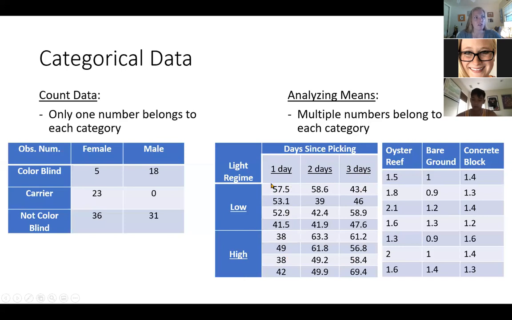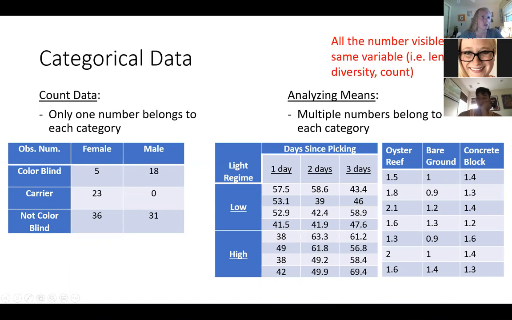And again, because we have 4 values for each of these categories, so 1 day in low has 4 different samples, right? So this would indicate that we again need to take a mean of this data set and visualize it in a bar graph.